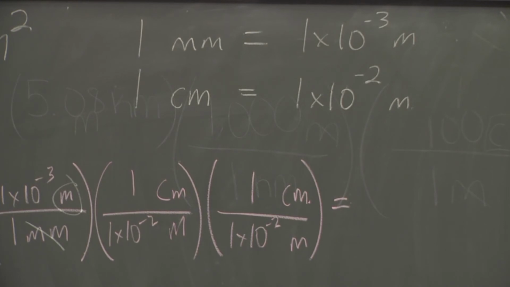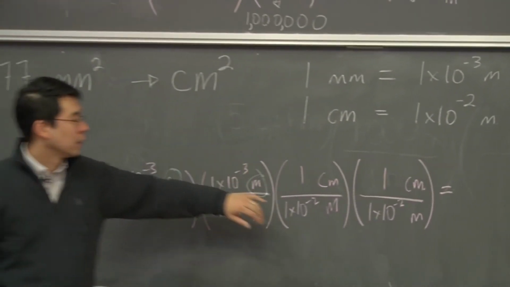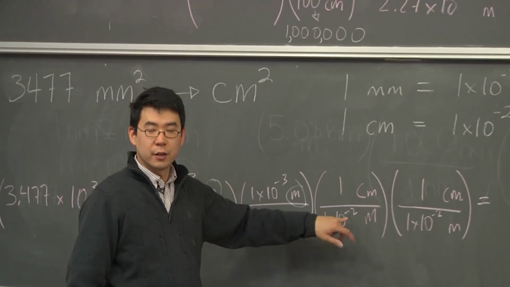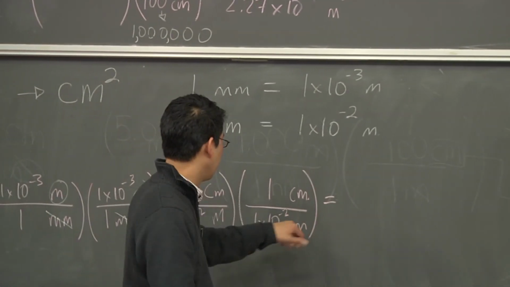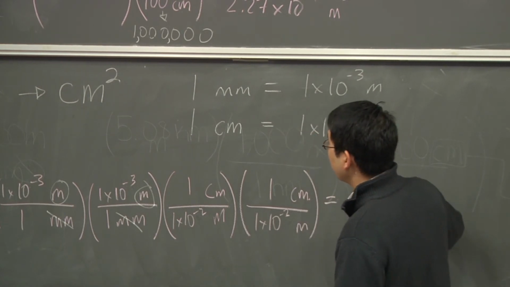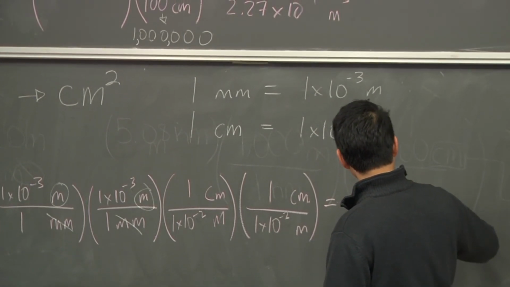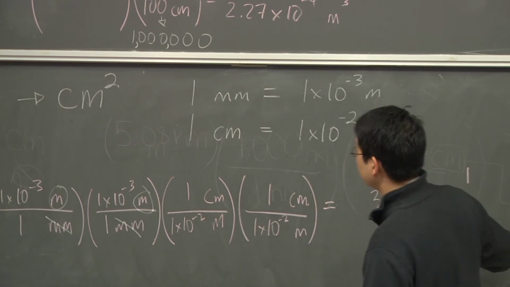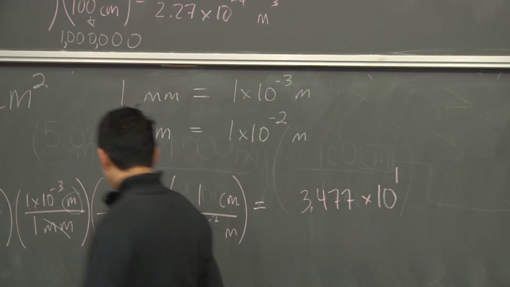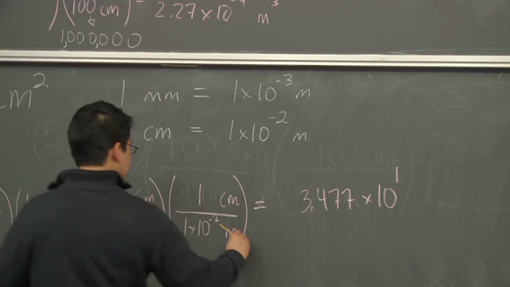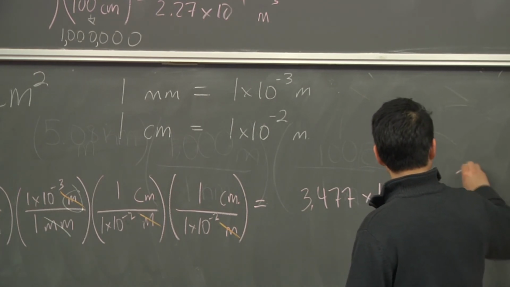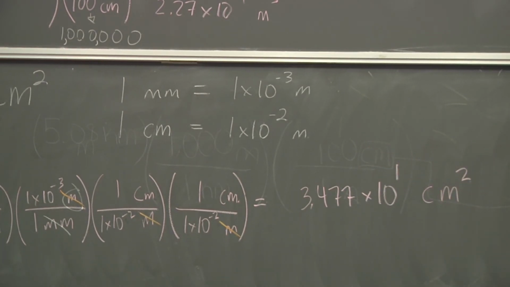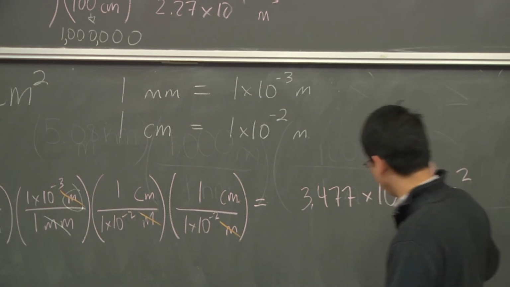And because I know my scientific notation, 3 minus 3 is 0, minus another 3 is negative 3. Negative 3 minus a negative 2 is negative 3 plus 2, that's negative 1, and then plus 2 more, that's 1. So that's going to give me 3.477 times 10 to the 1. What's the unit that I have? Centimeters times centimeters, centimeters squared. 3.477 times 10 to the 1 centimeters squared.